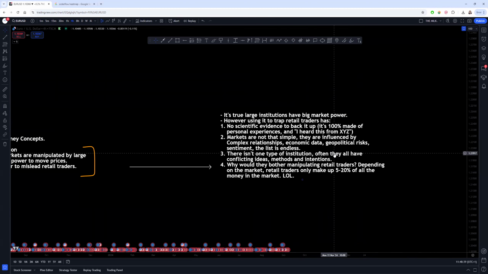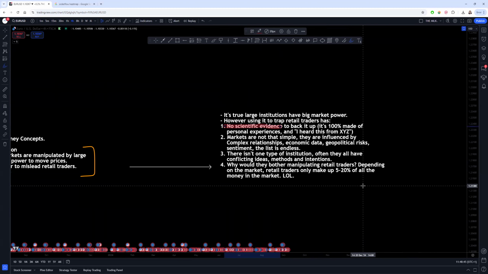However, using it to trap retail traders has, number one, no scientific evidence to back it up, right? It's 100% made up of people online and personal experiences, like, oh, I've had this experience where all my stops keep getting eaten up, so the only conclusion is it must be being taken by some magical force, or other people being like, oh, I've heard so-and-so talk about this or whatever.